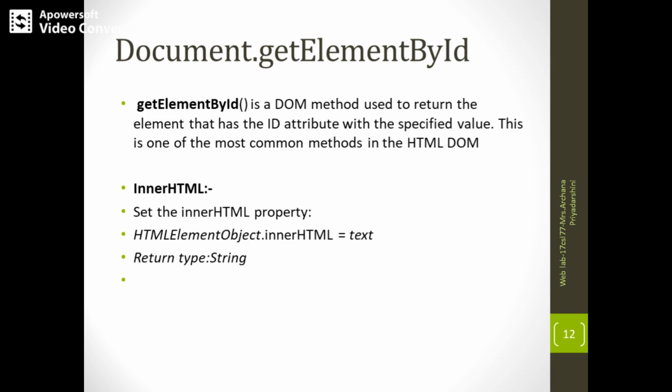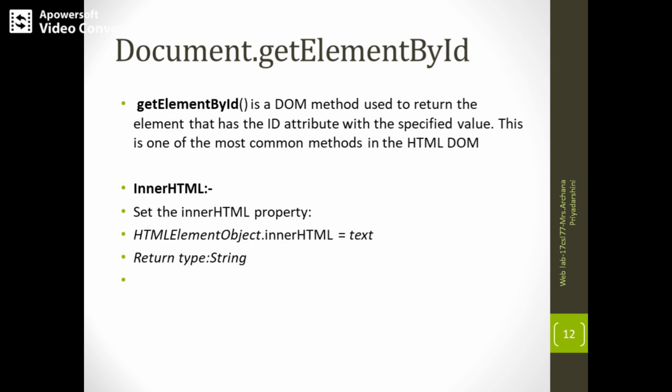So that is, it sets the innerHTML property. So this is the way we can set the innerHTML property of an HTML element object. It may be any element. It may be a paragraph, I mean the ID associated with a paragraph. So that paragraph may have the content changed to what is given as a value here. See, HTML object.innerHTML.